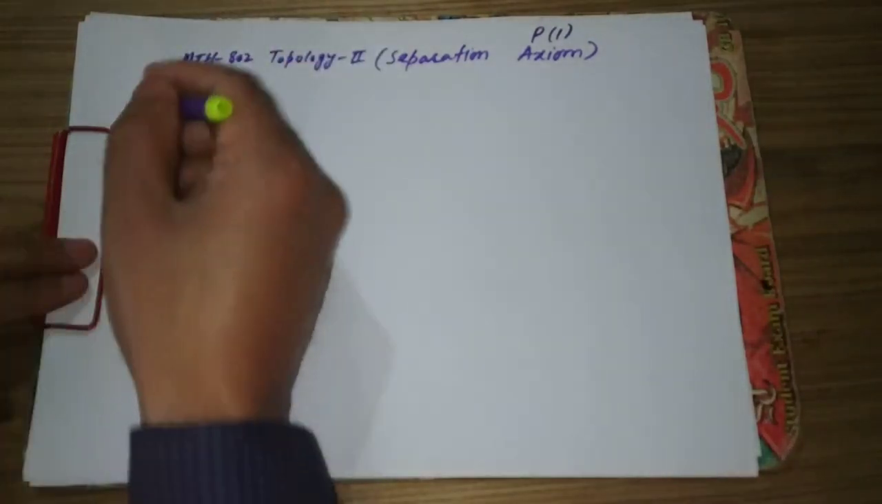Today I am going to start the new lecture series on Topology 2 with the course code MTH802. In this lecture we are going to discuss separation axioms. So first of all, I want to define continuous mapping between topological spaces. What do we mean by a continuous mapping between two topological spaces? So let's define continuous mapping.